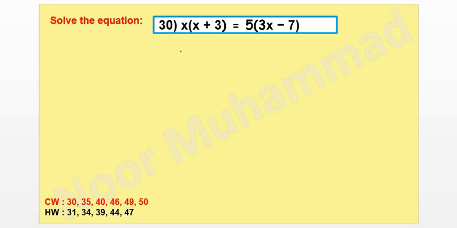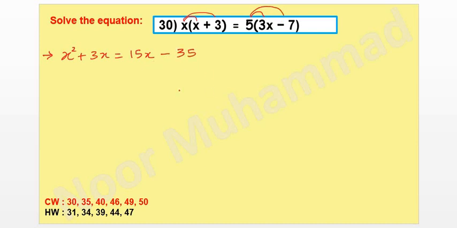So let's see what we can do here in question number 30. As you can see, we have some brackets, and our right hand side is not 0. That means we have to shift these terms to one side so we can have 0 on one of the sides. So let's first multiply out the brackets. x times x, and then x times 3. So we will get x squared plus 3x equals, now multiplying this one, 5 times 3 is 15x, and then 5 times -7 gives us -35.